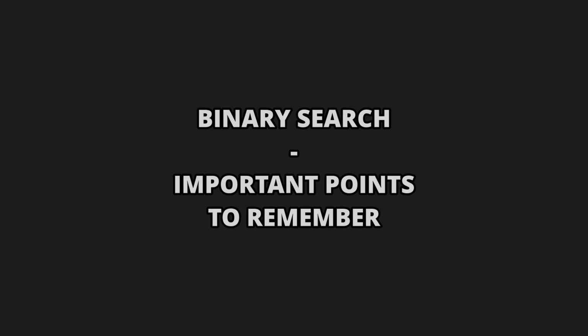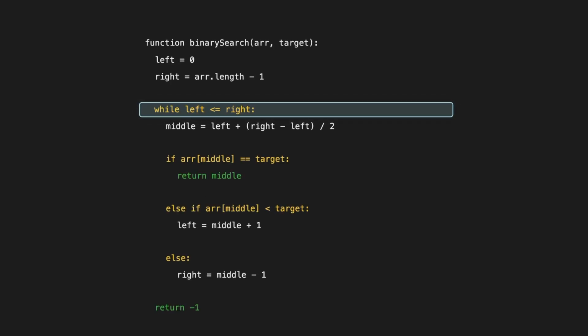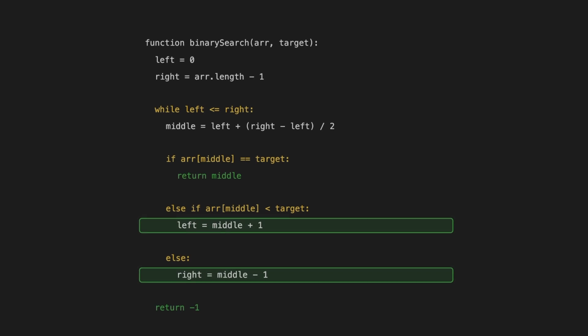Before using binary search, remember these important points. The array must be sorted. The loop condition should usually be left pointer less than or equal to right pointer. This means there is at least one element in the search range. Please note that we move to the element either before the middle or after the middle. Do not set the left pointer to middle and do not set the right pointer to middle. That can create an infinite loop in some cases.